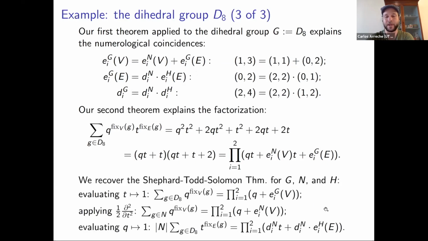And this is again just repeating what happens when you specialize in different ways or apply this differential operator to obtain the 3 versions of Shephard-Todd-Solomon for g, n, and h.